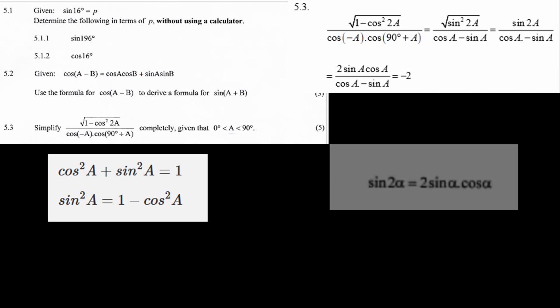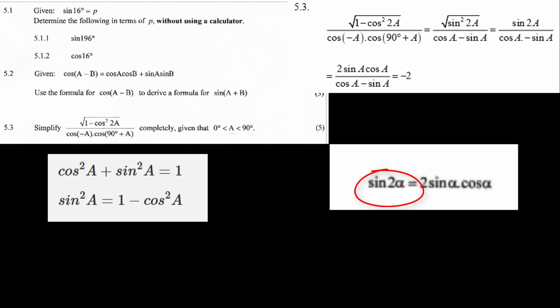And from our info sheet we have sine 2a equals 2 sine a cos a. And then we get 2 sine a cos a over cos a minus sine a. Divide the numerator and the denominator by sine a cos a, and it equals minus 2.